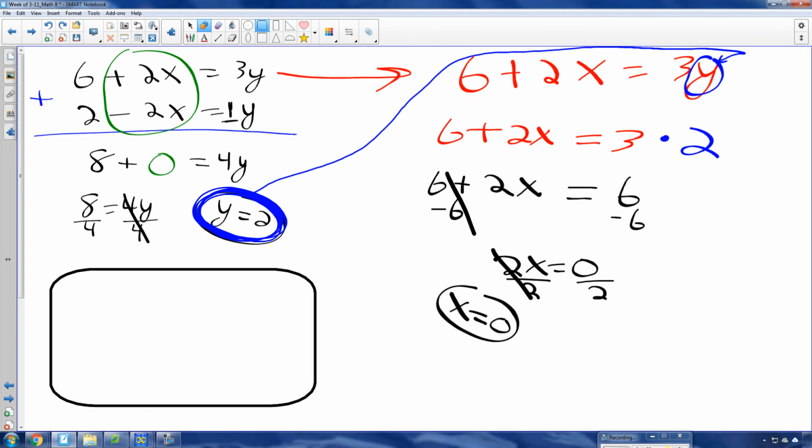How do we know it's right? Well, this is our x and this is our y. So I'm going to put 0 here and here.